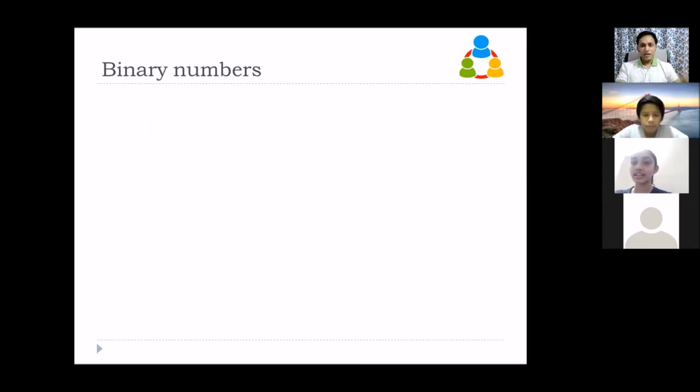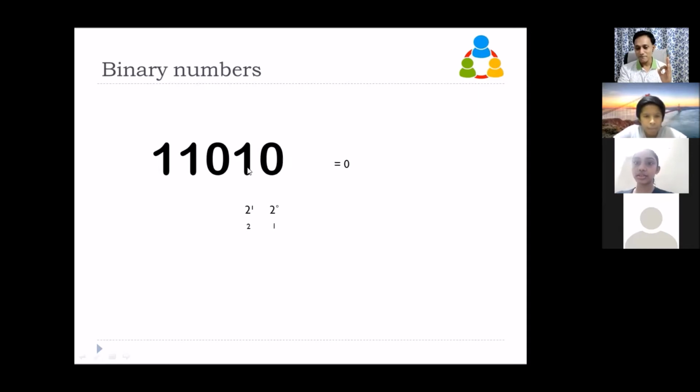Good. Now we moved on. So what did we say now? Same system here. Instead of 10, it is 2. So we told this is 2 raised to 0, so the place value is 1. Its value is 0 into 1, or 0. Second position, 2 raised to 1, 2. So its value is what? 1 into 2, or 2.